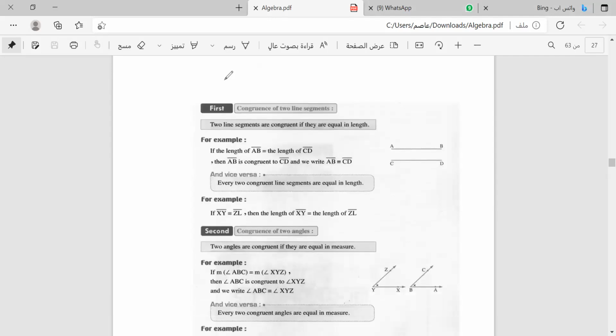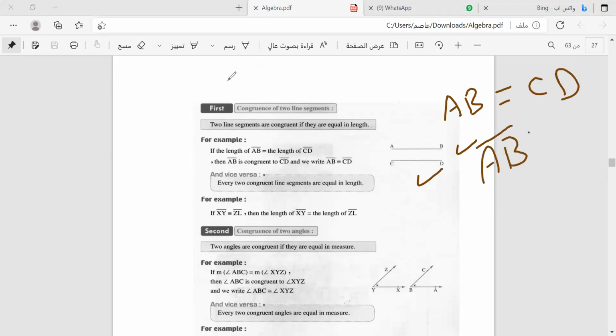Congruent. Two line segments are congruent if they are equal in length. In this figure, we have two line segments, AB and CD. If AB equals CD, then AB is congruent to CD. And we can say that every two congruent line segments are equal in length.